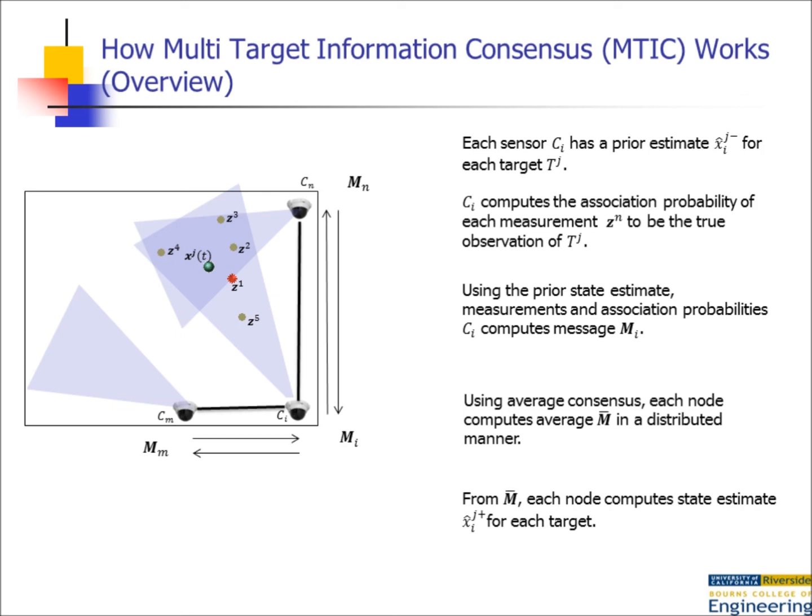For a single target, and in the absence of clutter, we do not need the data association step and the MTIC algorithm simplifies to the ICF algorithm.